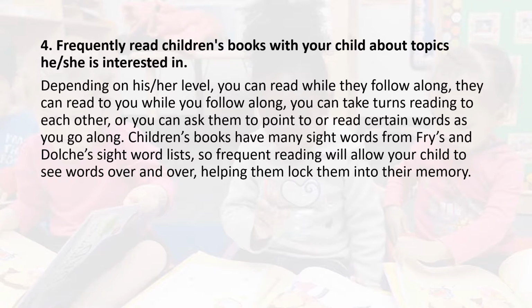Another strategy for helping your child to learn sight words is to frequently read children's books with them that are about topics they are interested in. Depending on your child's level, you can read while they follow along, or they can read while you follow along. You can take turns reading to each other. You can ask your child to point to or read certain words as you go along. Children's books have many sight words from Fry's List and Dolch's List, so frequent reading will allow your child to see words over and over, helping them lock them into their memory.